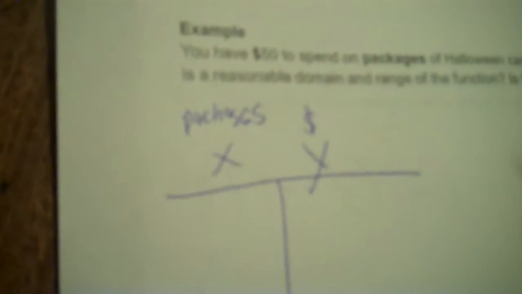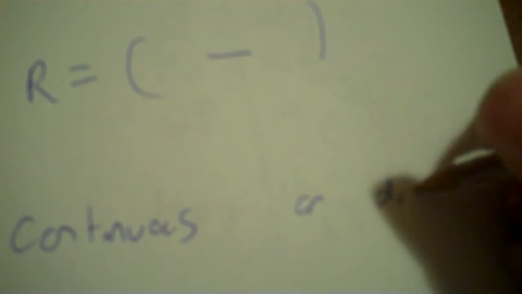Okay, last one. You have $50 to spend on packages of Halloween candy. Each bag of candy costs $4.99. What's a reasonable domain and range of the function? Is the function continuous or discrete? So you make an XY table. Now, I didn't tell you what X and Y are because you should know dollars can't be X, it has to be Y. And then packages is X. So, domain and range. And then continuous or discrete.